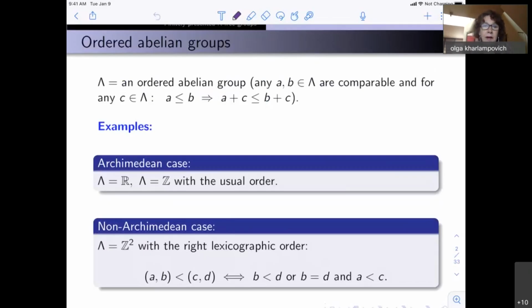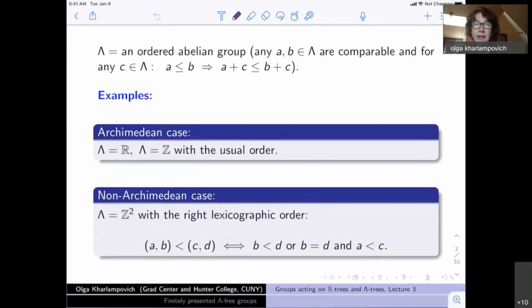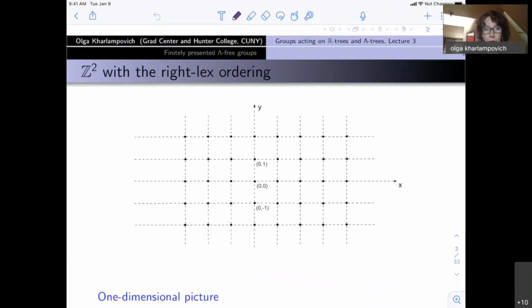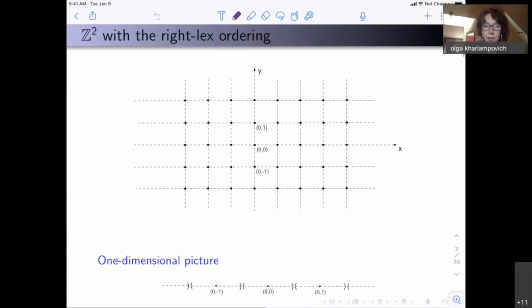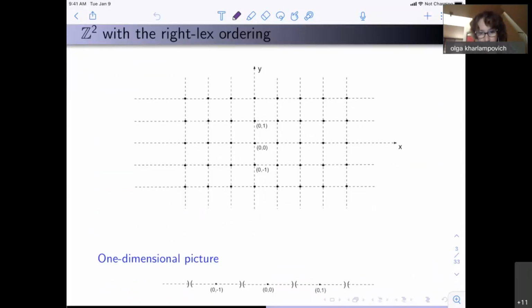For example, the pair (1, 0): we cannot multiply it by a natural number to become larger than the pair (0, 1). The pair (0, 1) is infinitely larger than (1, 0). One can show this graphically: everything in this row is infinitely larger than everything in the row below, so the right component is the larger one. Or in a one-dimensional picture, you can think about copies of integers one after the other.